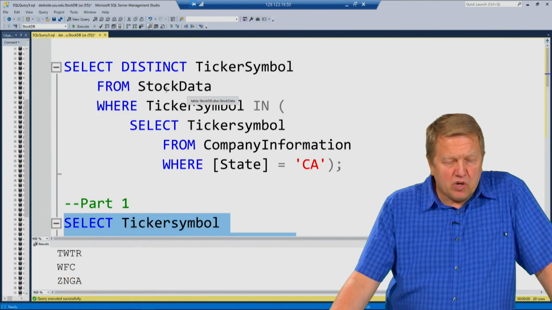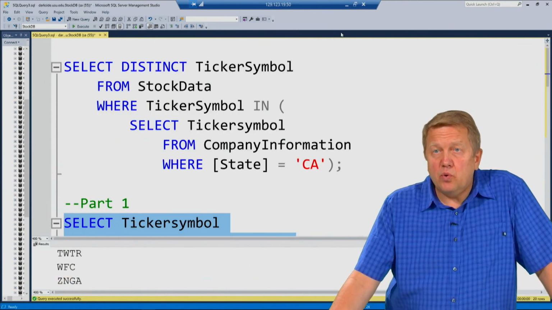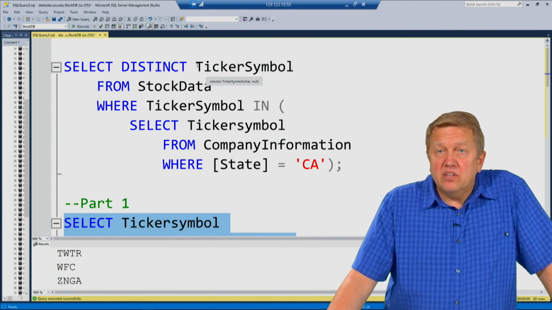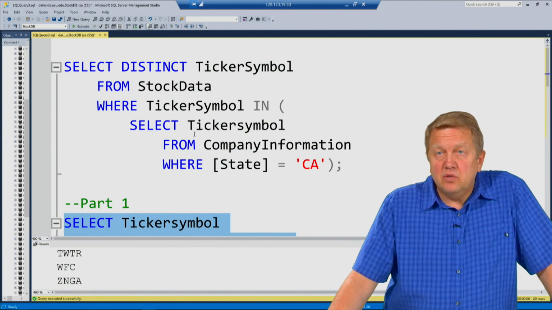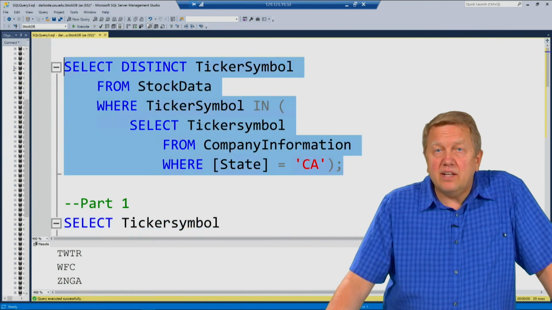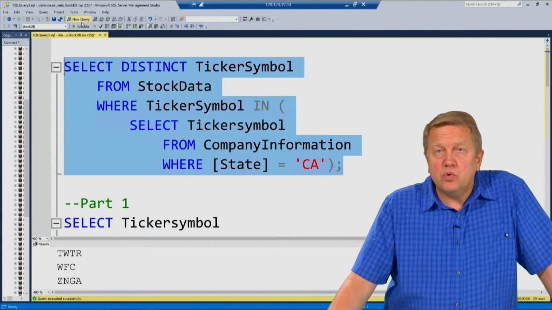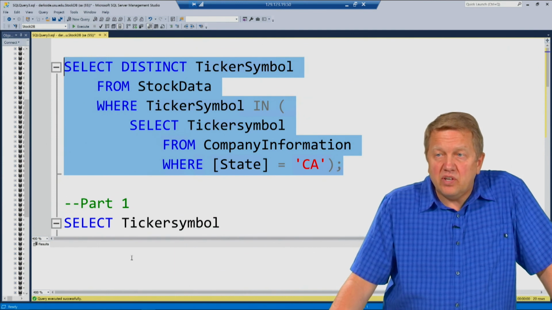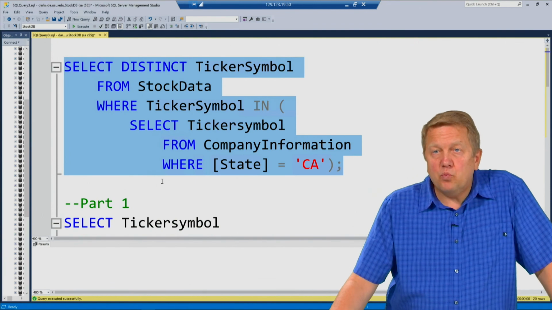Let's go back up to our entire query, and what I wanted to do is list the ticker symbols from stock data for those instances where the state was California. So we highlight the whole thing, we only want to see each one once, and we run it, and indeed we'll get a list of ticker symbols here, just one.